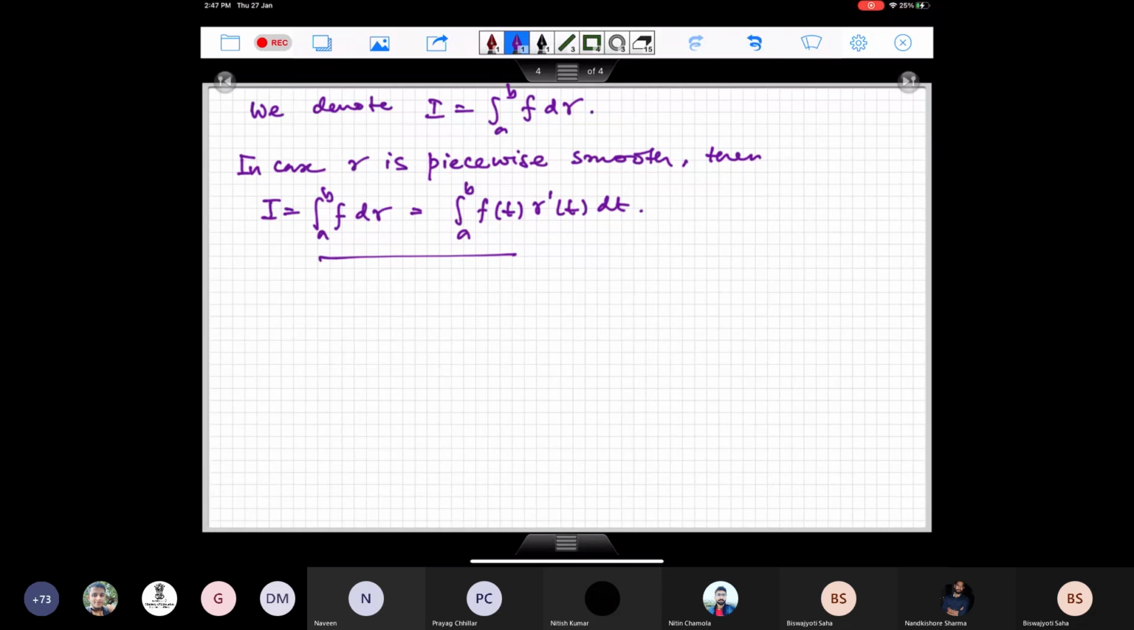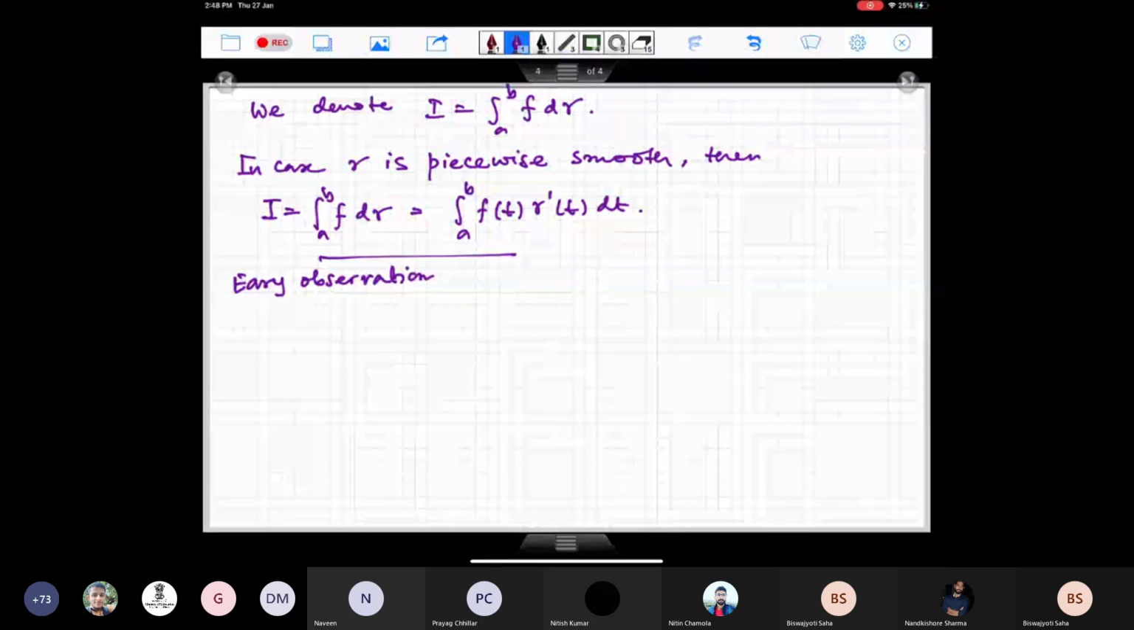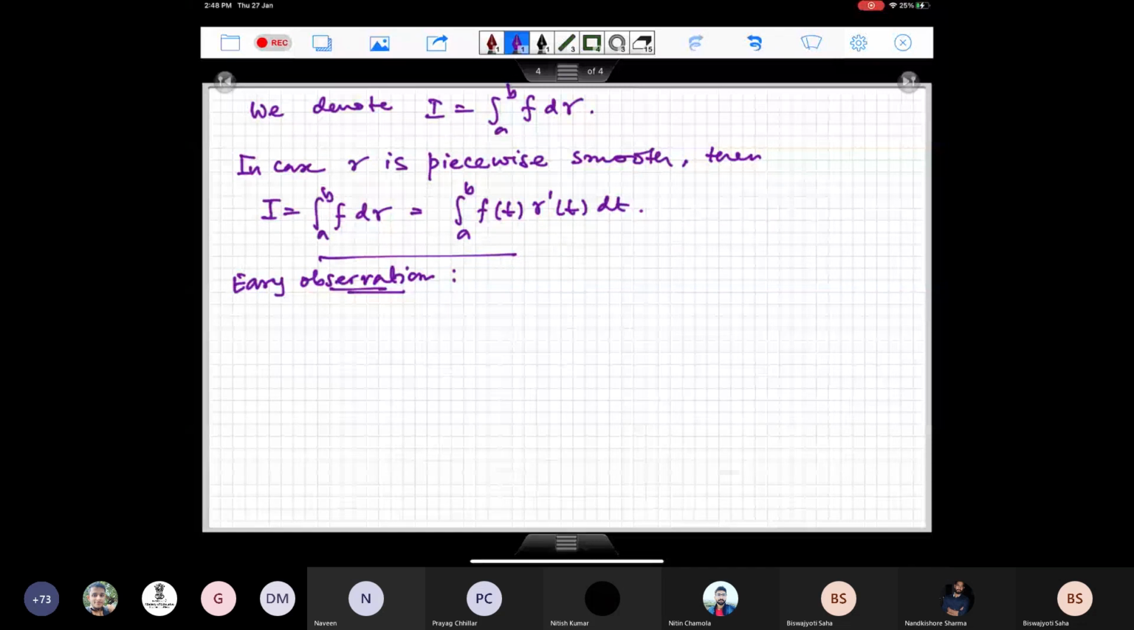Now let me write down a few linear relations that one can see about Riemann-Stieltjes integrals, which we will probably use later when we integrate two functions and their sum. These are easy observations. I have f and g continuous functions on the closed interval [a, b]. Remember my f was a function on the closed interval [a, b], and I was only integrating on the curve.